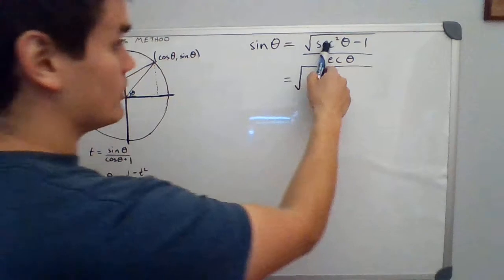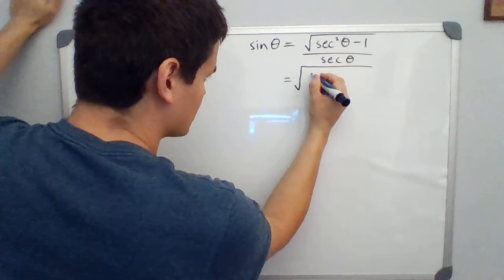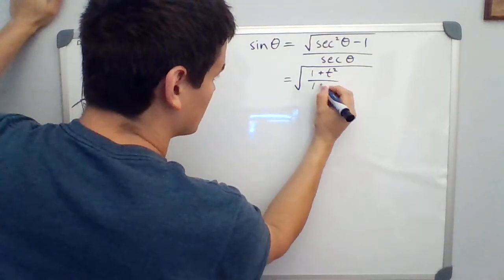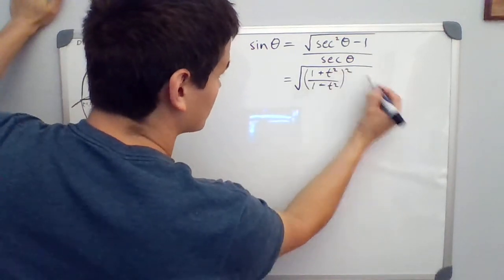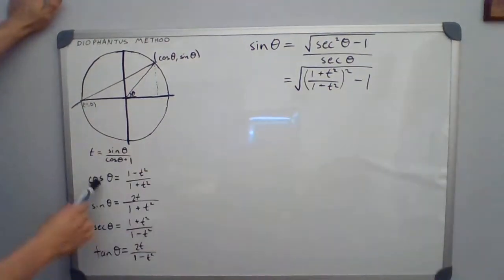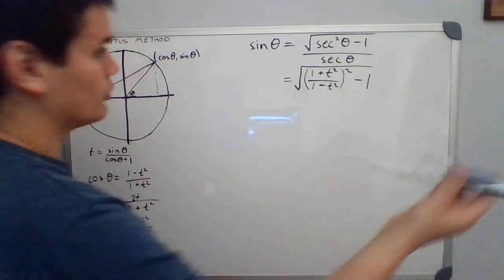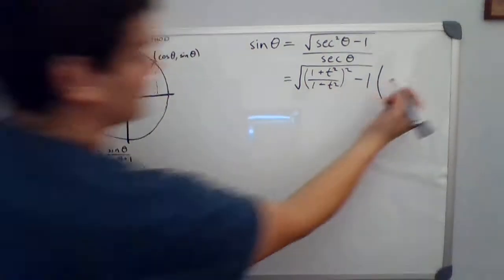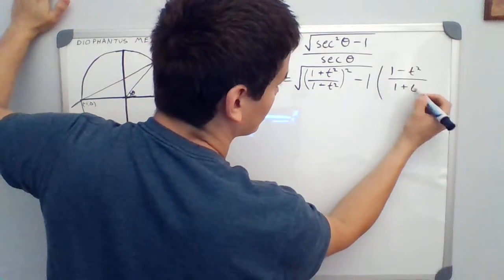So we know that the secant theta is the multiplicative inverse of the cosine. So 1 plus t squared divided by 1 minus t squared, that's going to be squared, minus 1. And remember, the cosine is the multiplicative inverse of the secant. So if I'm dividing by secant, I could just multiply by cosine instead. So I'm going to go ahead and do that. And that's 1 minus t squared divided by 1 plus t squared.